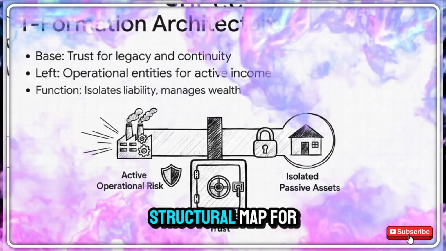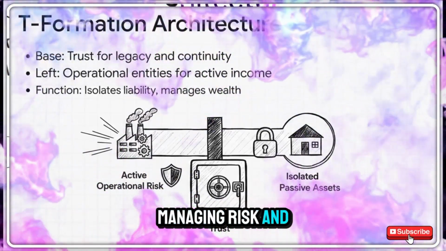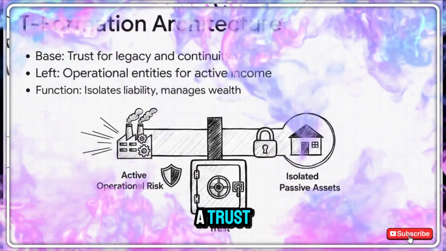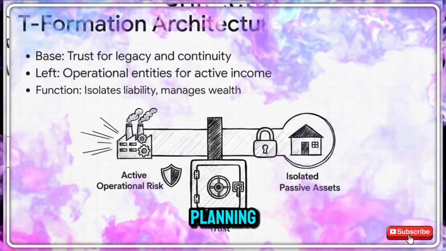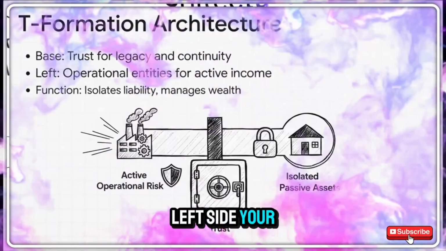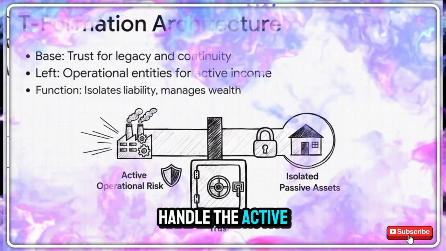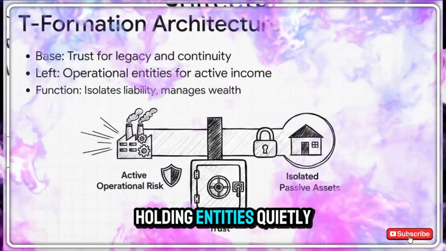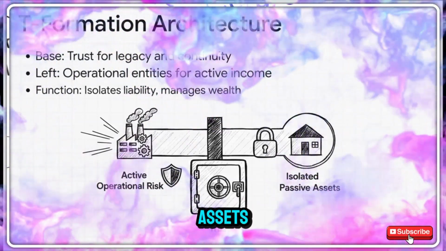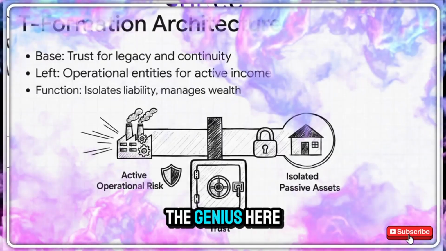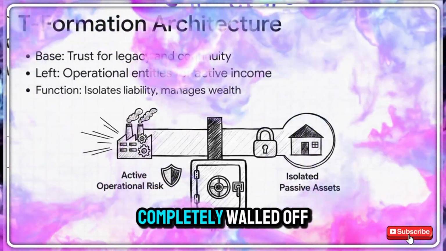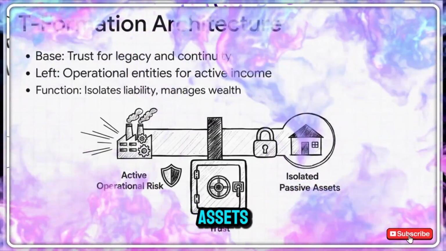Now, expert reports often refer to the ideal setup as a T-formation architecture. It's a literal structural map for managing risk and wealth. Think of it like a giant puzzle. Down at the base, you've got a trust anchoring the whole system for legacy planning. Over on the left side, your operational entities handle the active income and absorb the daily risk. And on the right side, holding entities quietly own your passive assets, like real estate. The genius here is isolation, right? Active risk is legally completely walled off from your passive assets.